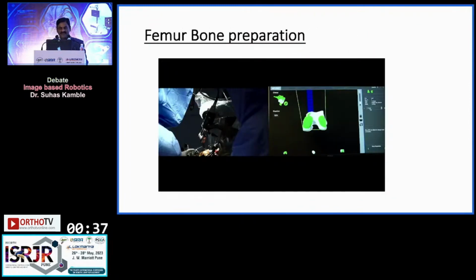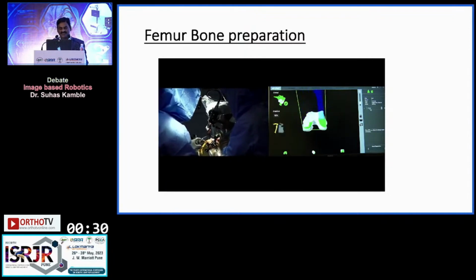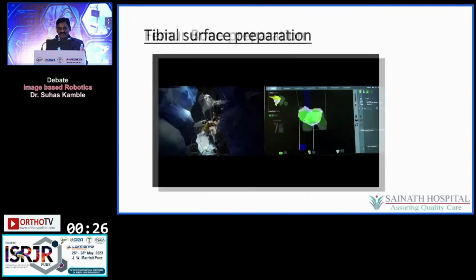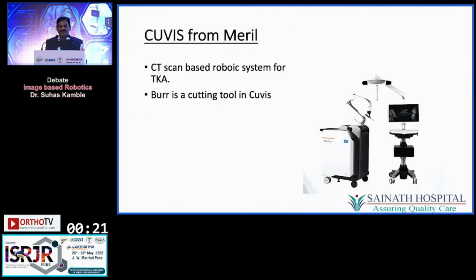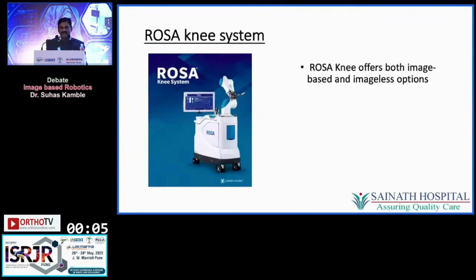The robot is a saw-based robot, so in real time it also tells us how much bone resection has been done on both sides, femoral as well as tibial surface preparation. The QVIS from Merrill is again a CT scan based robot for total knee as well as partial knee. But a burr is the cutting tool in QVIS. It again has a CT scan which is done preoperatively, and we can make changes preoperatively as well as intraoperatively.